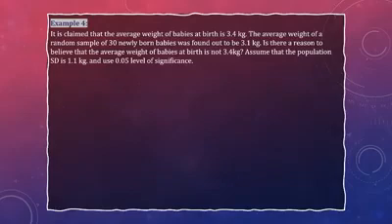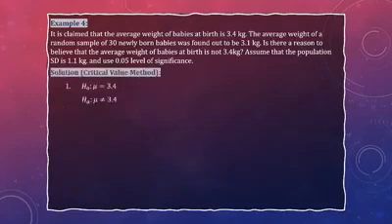5/100ths level of significance. So the first step in hypothesis testing will be to state the null hypothesis and the alternative hypothesis. So in this solution, we're going to use the critical value method. So the null hypothesis here will be mean is equal to 3.4. Why? Because it is the first-hand claim that the average weight of the babies at birth is 3.4 kilograms.